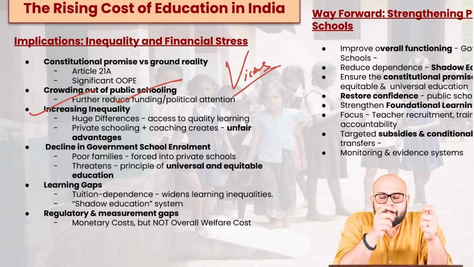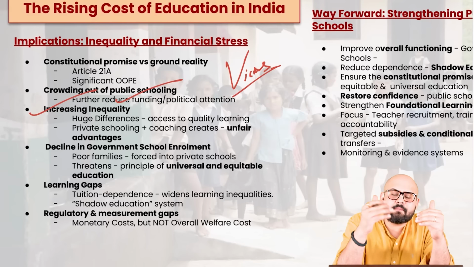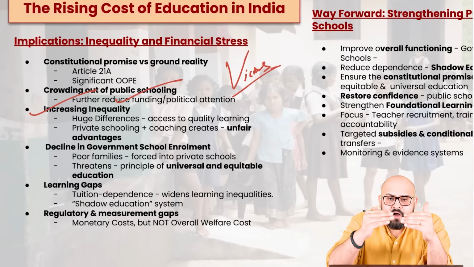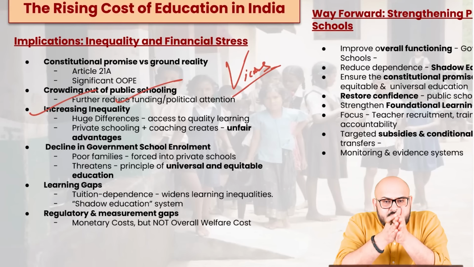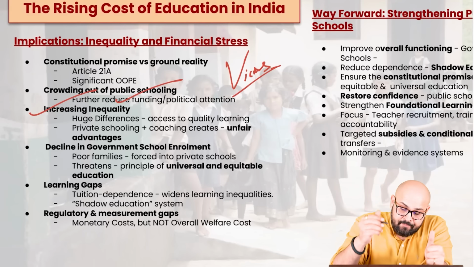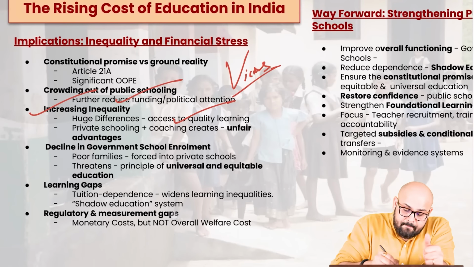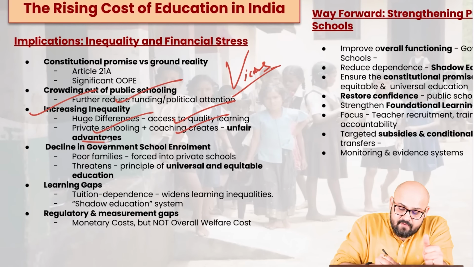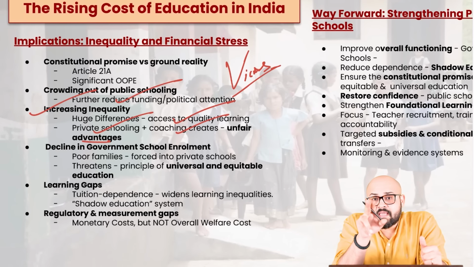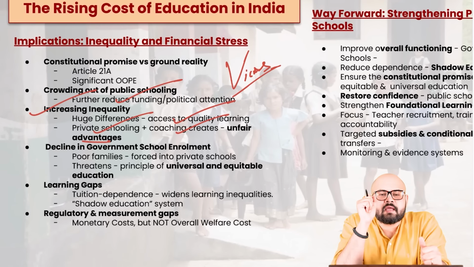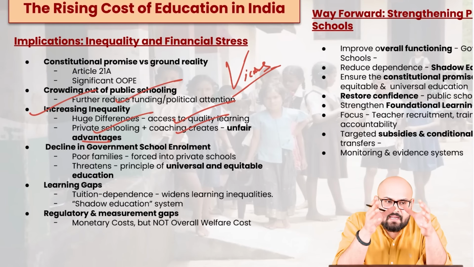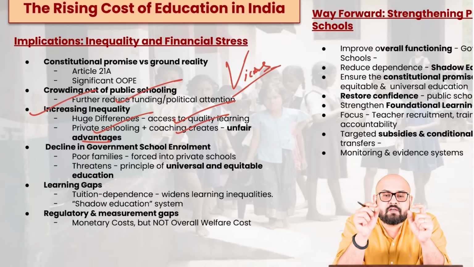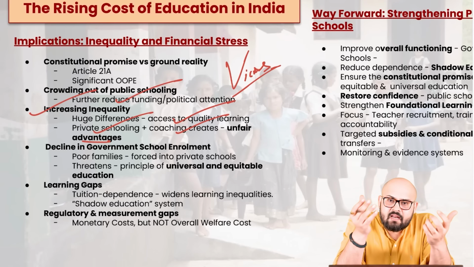Because the rich urban or rural households would be in a better position. And this would give a competitive advantage to their children. And then that would deepen the inequalities in the society. Access to quality learning: private schooling plus coaching creates unfair advantages for those living, especially, in the urban areas, right? So, see, we are a welfare state. So there has to be an equal importance given to the equity aspect, but we are unable to do so.